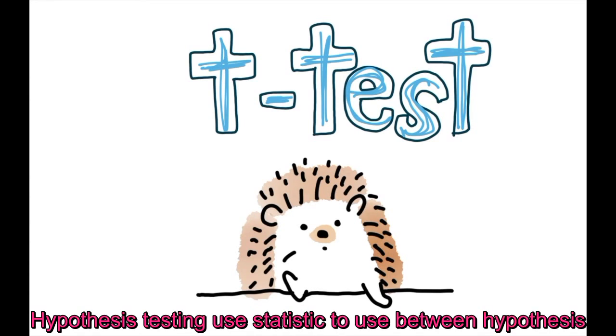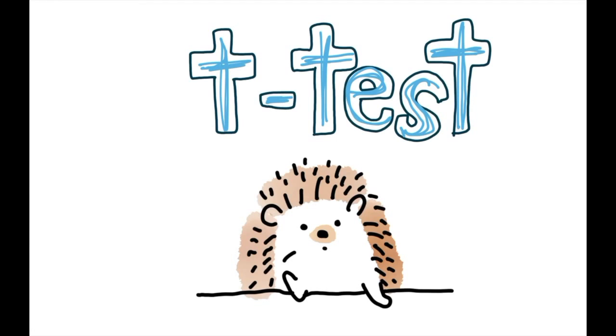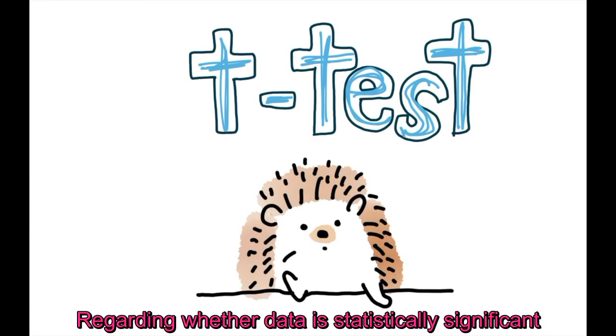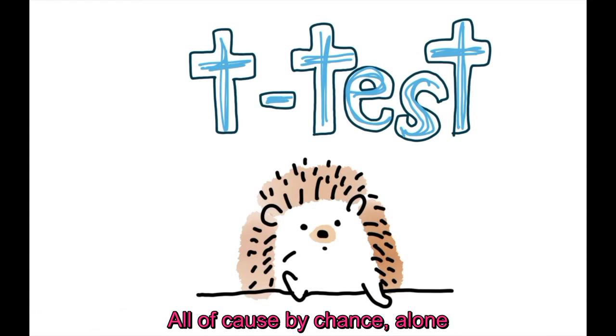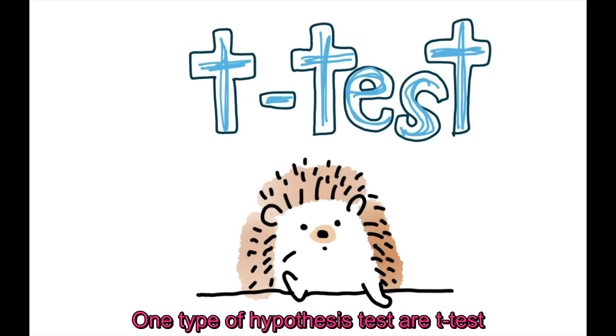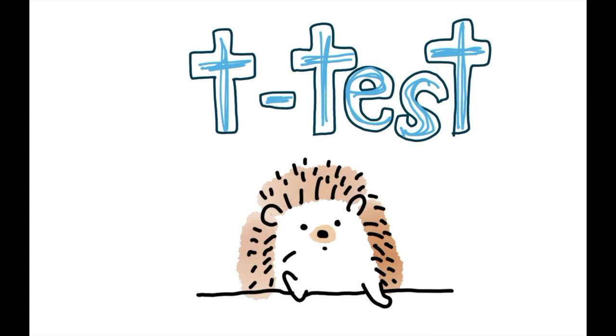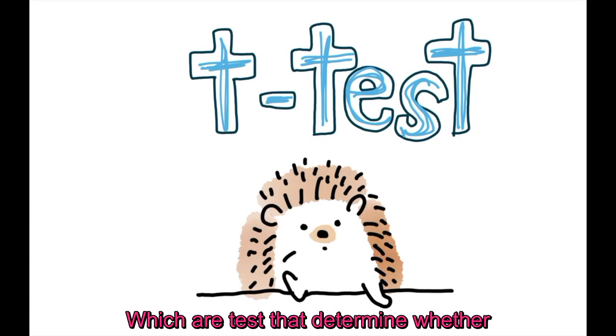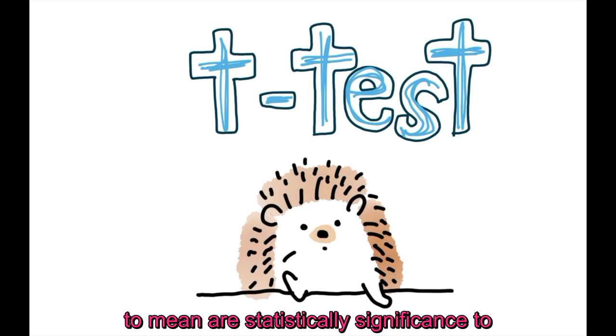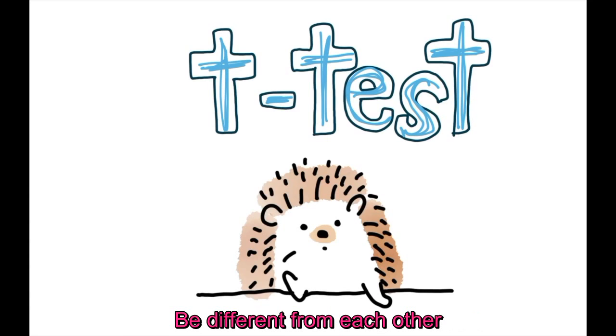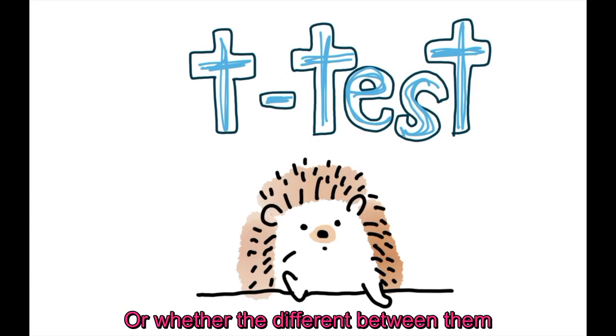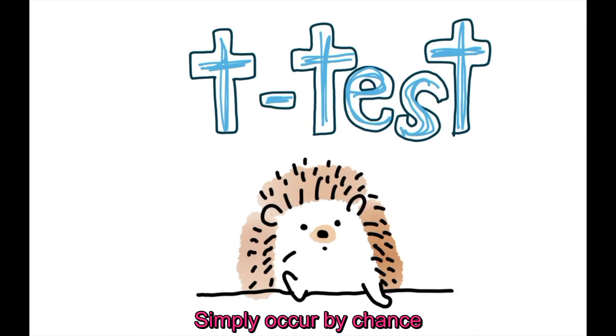Okay, hypothesis testing uses statistics to choose between hypotheses regarding whether data is statistically significant or occurred by chance alone. One type of hypothesis tests are t-tests, which are tests that examine whether two means are statistically significantly different from each other, or whether the difference between them simply occurred by chance.